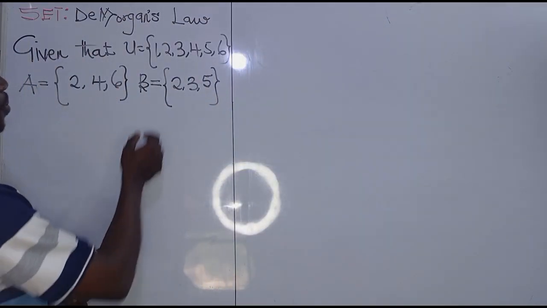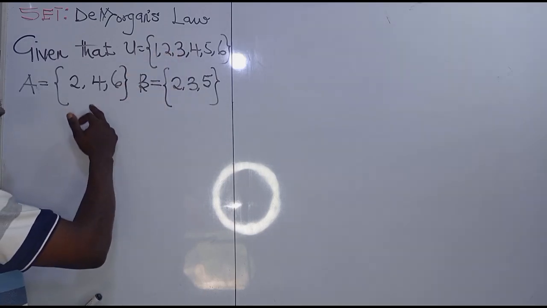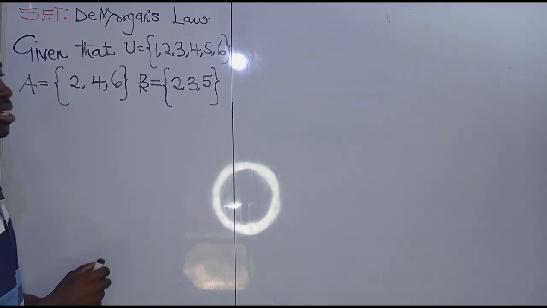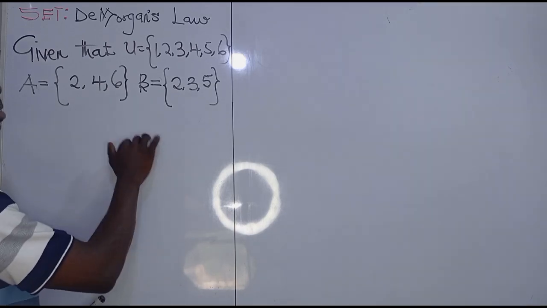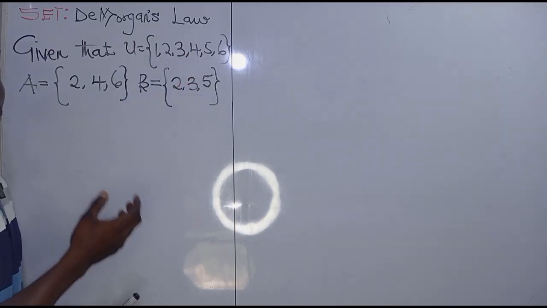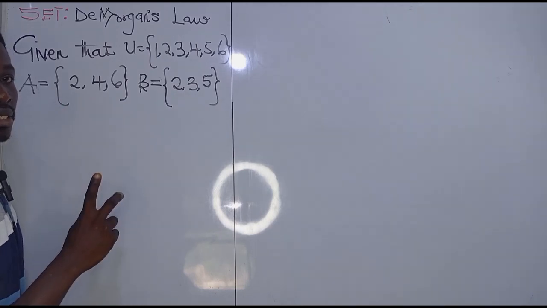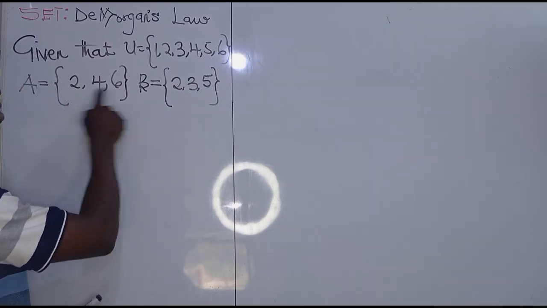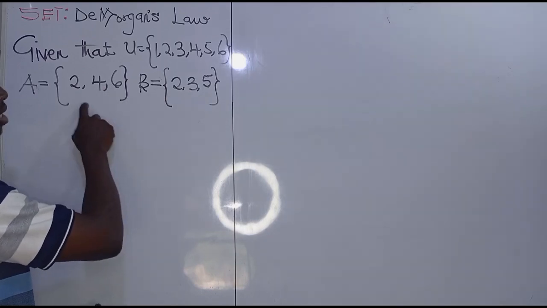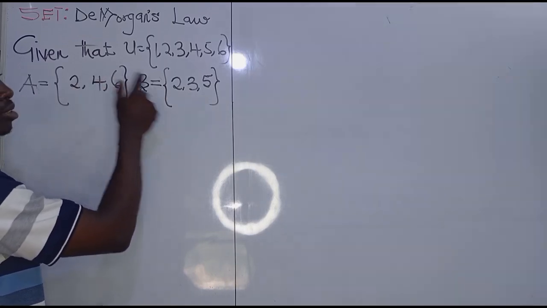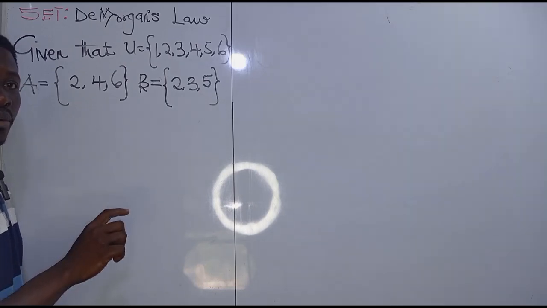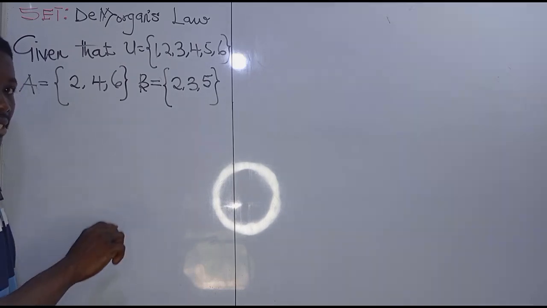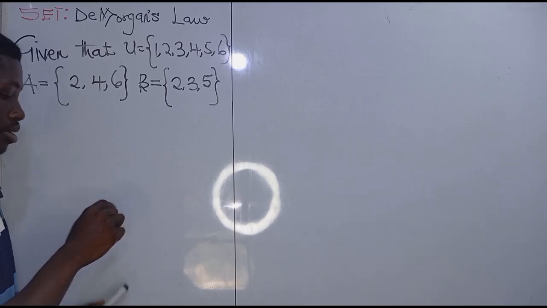So we know that we have a universal set and then two subsets of the universal set. So in drawing the circles, how many circles are we going to draw? Two circles. And then we have an element that is common to these two subsets, that is 2. So it means that the circles we are going to draw will intersect. I guess we are following. Good.